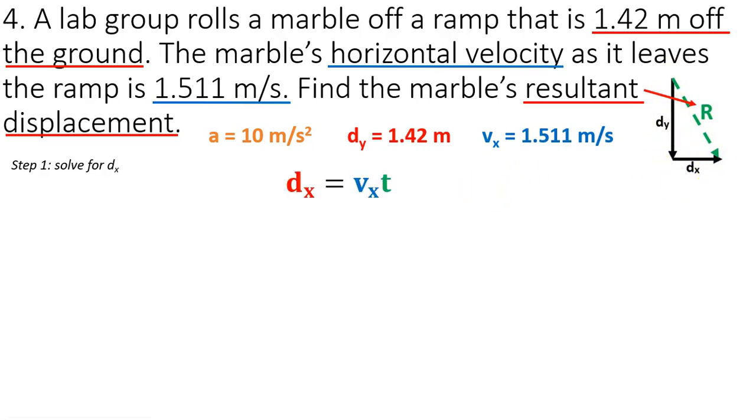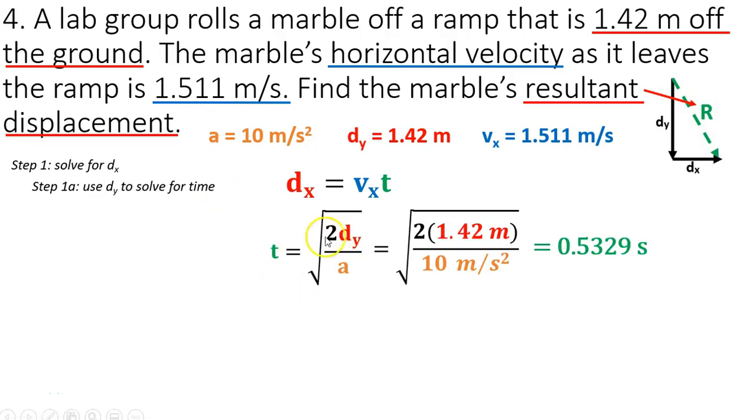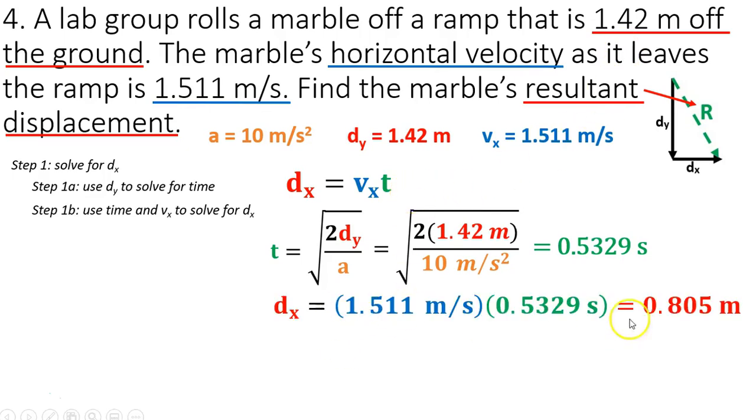The first part of that is our equation. Dx is equal to Vx times t. Well, we don't have time. So our next step is to use dy and acceleration to solve for time. Square root of 2 times dy over a. We plug in what we know, and that gives us a time of 0.5329 seconds. Now we use time and Vx to solve for dx. Plug into our equation, and we get a dx of 0.805 meters.